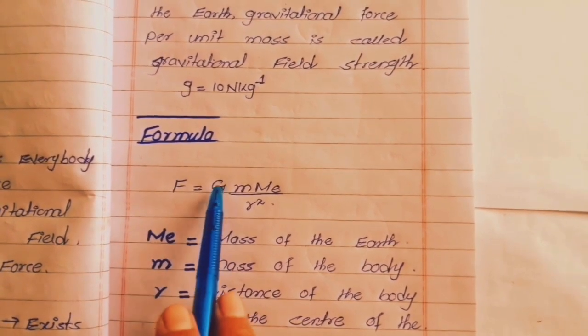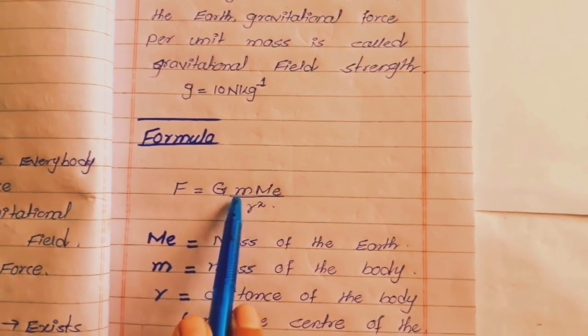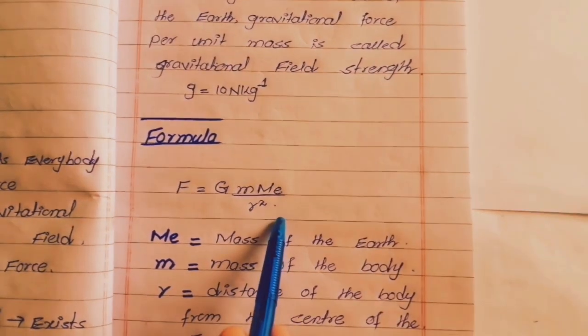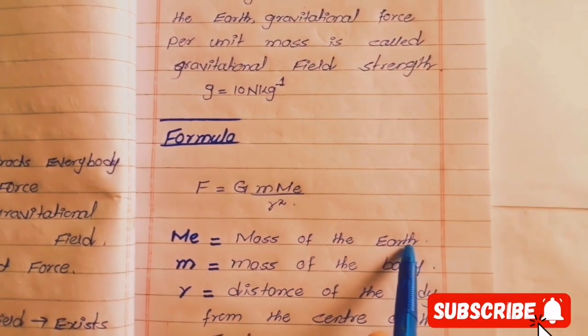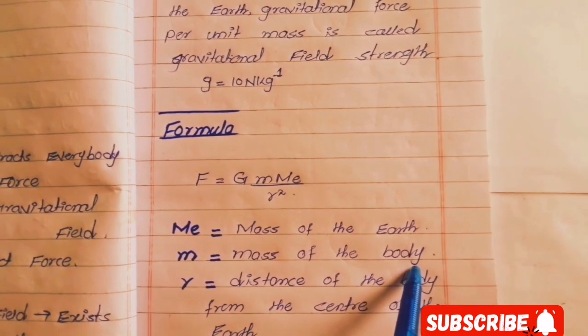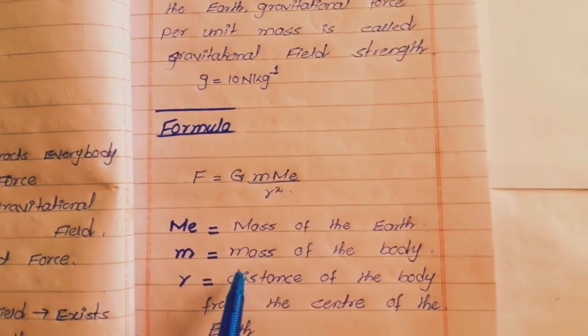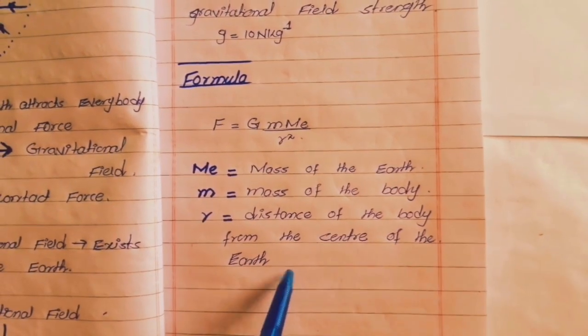F is equal to G M_e m over r squared. Capital G is the gravitational constant. M_e is the mass of the earth. Small m is the mass of the body. And r squared, r is the distance of the body from the center of the earth.